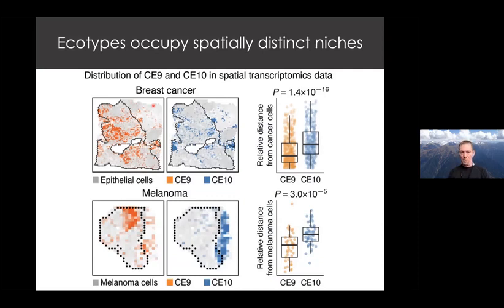But what we can do is infer what the most likely ecotype is that the gene expression in that region corresponds to. And what we found, which supports the immunofluorescence data, was that you can see that ecotype 9, which is the exhausted one, tends to be infiltrated throughout the tumor.